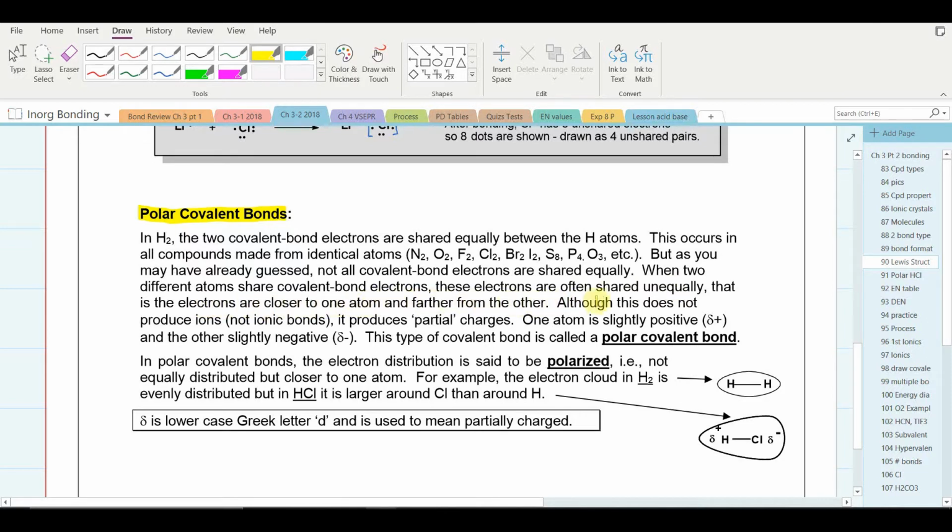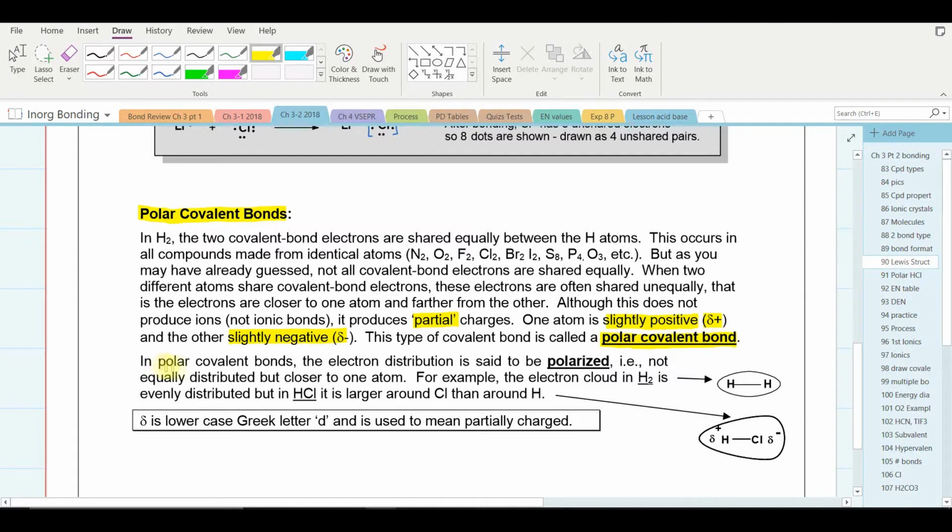And although this does not produce ions, they're not ionic bonds, it does produce partial charges. So one atom is slightly positive. We use the term delta plus. Delta is the lowercase Greek letter for D. And the other would be slightly negative, delta negative. And this type of covalent bond is called a polar covalent bond.